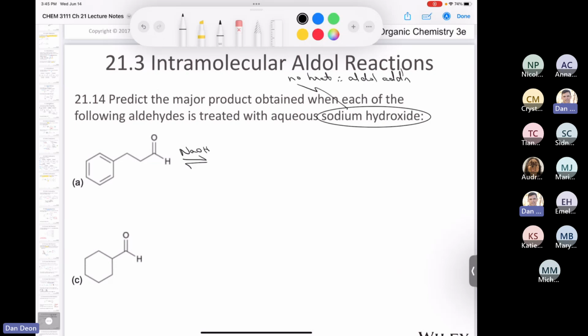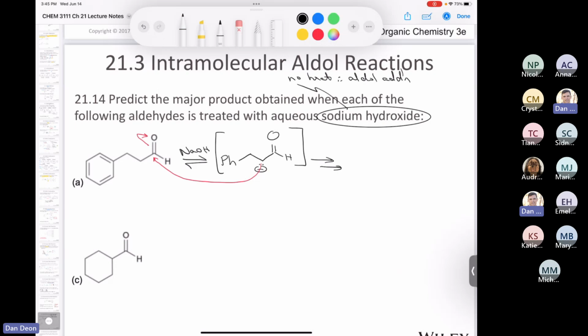So let's draw the enolate that would be formed. I'm just going to replace the aromatic ring with Ph just so I have more room. So here is the enolate that we're going to form. I'm going to draw it with a negative charge on the carbon like this. Since I don't have a lot of room here, what's going to happen is I'm going to do a nucleophilic attack on this. I'm going to form an alkoxide, and then I'm going to do a proton transfer.